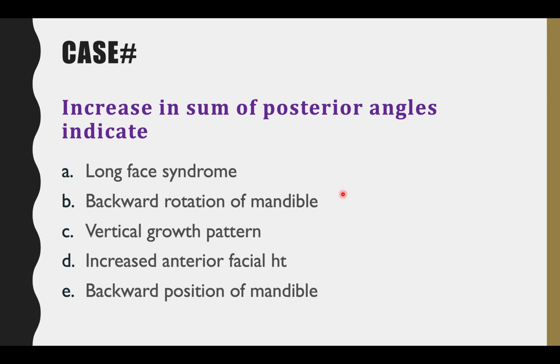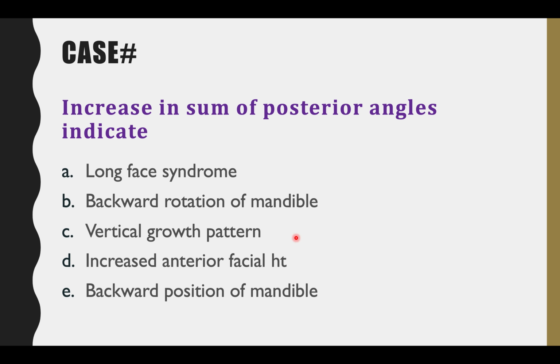Yes. Backward rotation of the mandible? Yes. It is also vertical growth pattern. Vertical growth pattern? Yes. Increased anterior facial height? Yes. Backward position of the mandible? Yes. So, all these 5 features are indicated if the sum of posterior angles is increased. Backward position of the mandible shows there is a larger saddle angle.